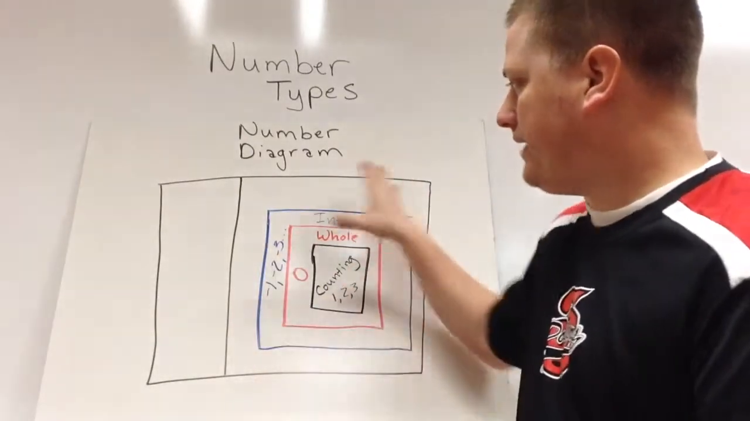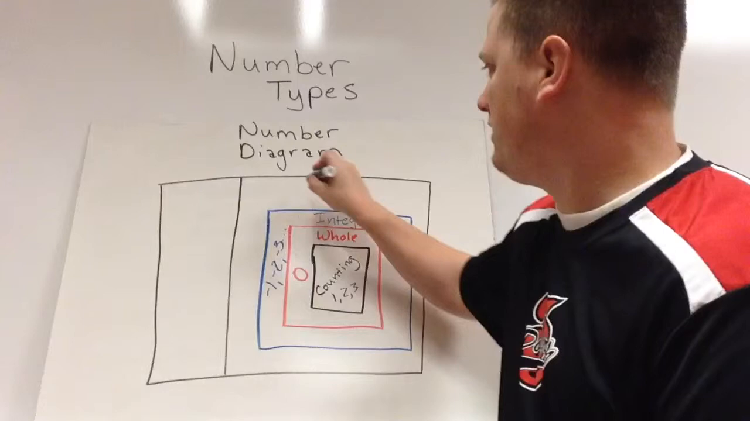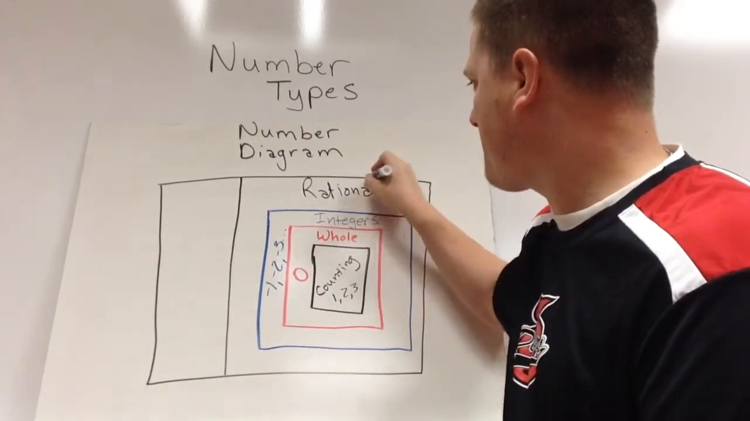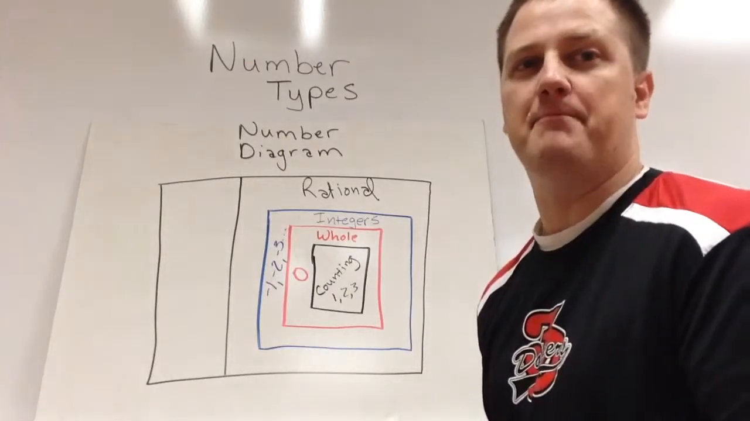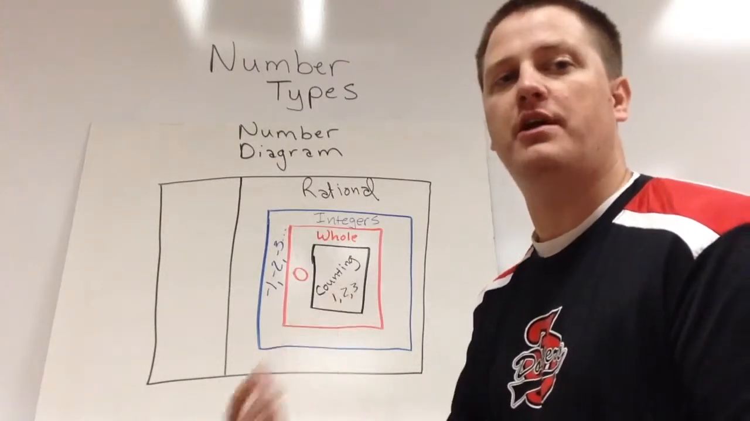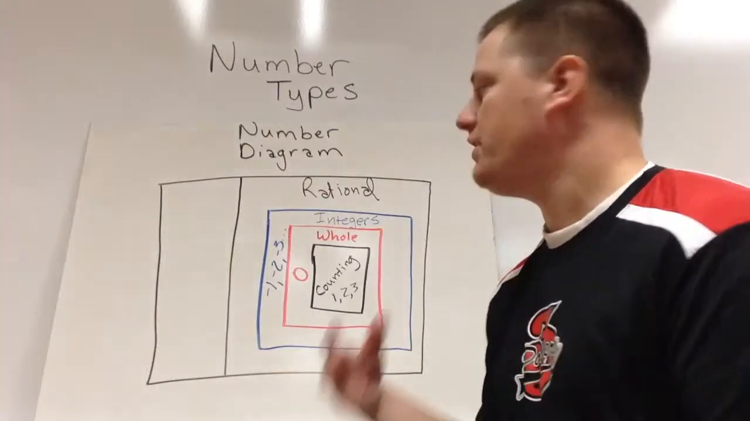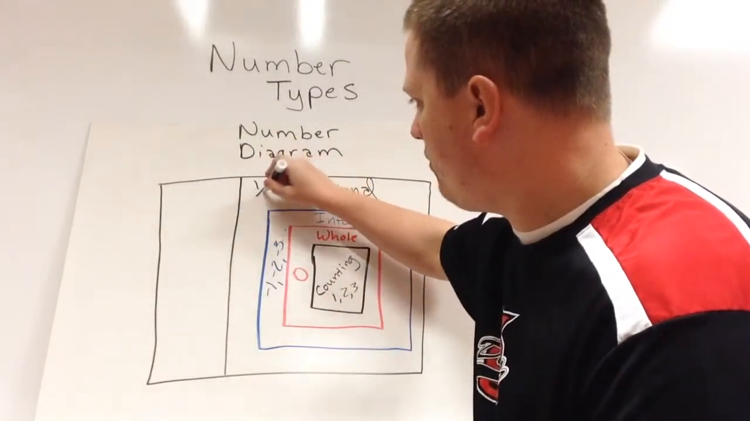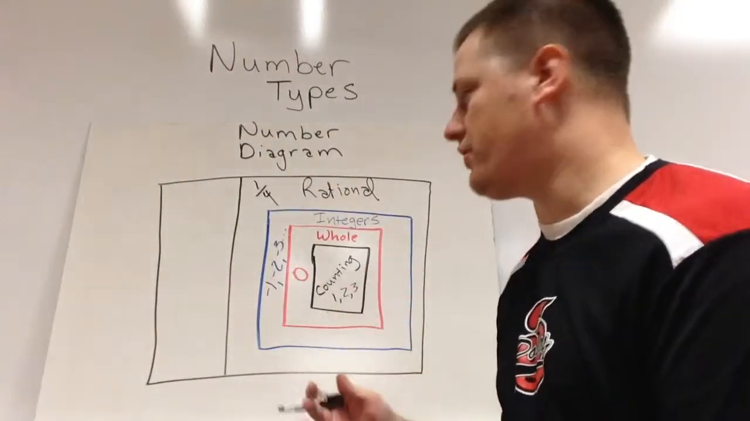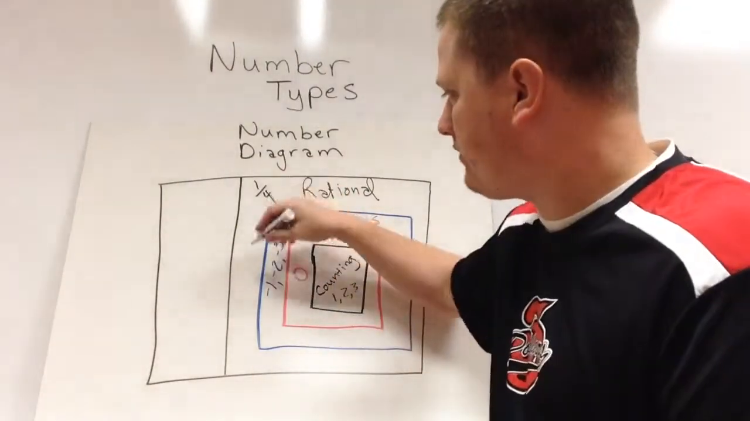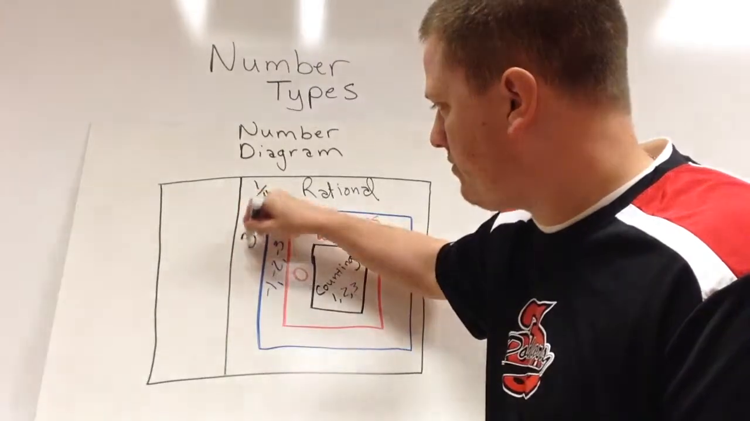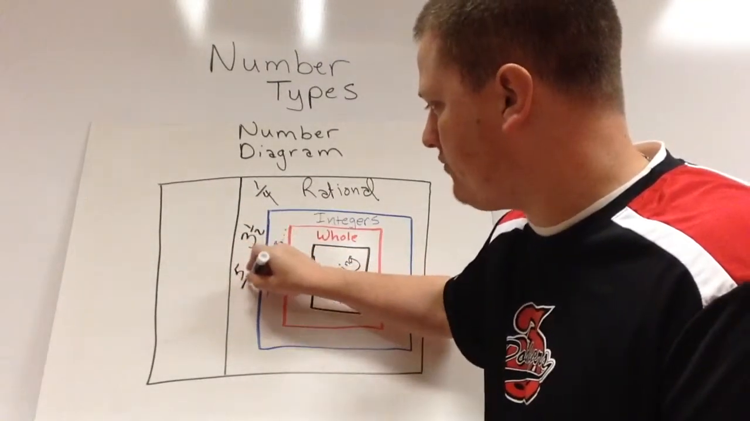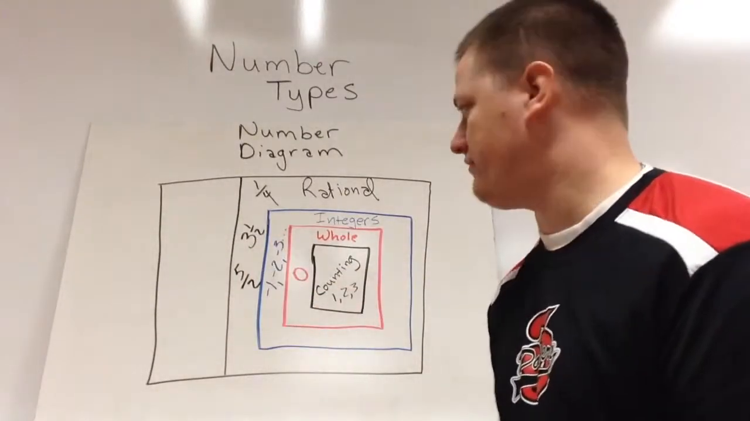Our next group here is what we call rational numbers. Rational means that they can be made into a ratio. Ratios are another way of saying fractions. So what we have here are fractions such as 1/4, 1/3, 2/3. We also have our mixed numbers, 3 1/2. We also have impropers, 5/2. We have negative versions of all of these.